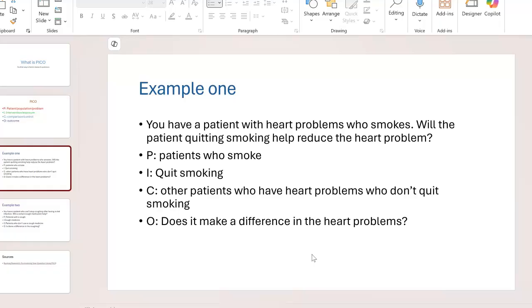If you're just looking at research that's already been done, you're just putting in patients who didn't quit smoking. And then the outcome would be, did it make a difference with their heart problem?